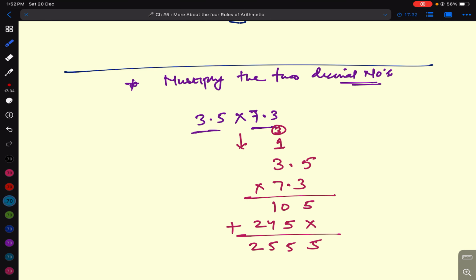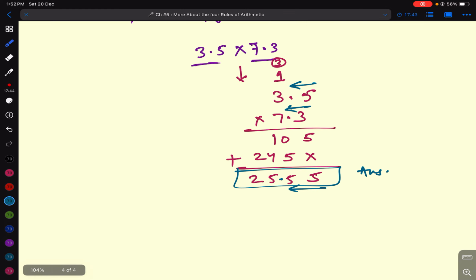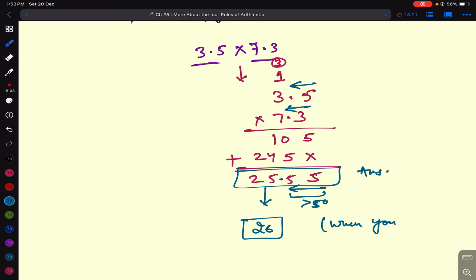How many decimal places did we have? 1 and 2. So this will be after 2 decimal places. So this becomes your answer in decimals. Now you are supposed to round off as well, correct? If you round off this answer, you know that this is greater than 5, or you can say 50, so this will be rounded off to 26, right? So this comes when you round off the answer of the multiplication that you perform.